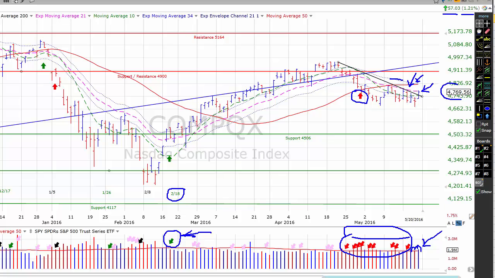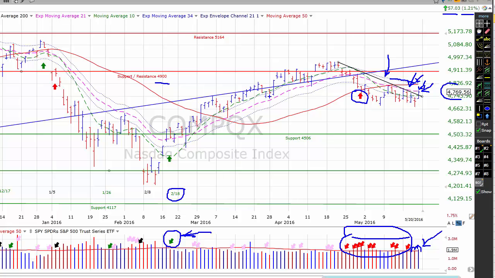This envelope right here is a 1% envelope around our 21-day exponential moving average, which we show in pink. The Russell right now appears to be bracketed by, we'll say, support at its former downtrend line and resistance up here in the 4,900 area.